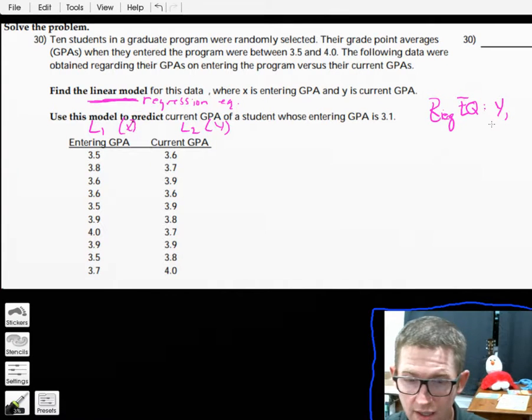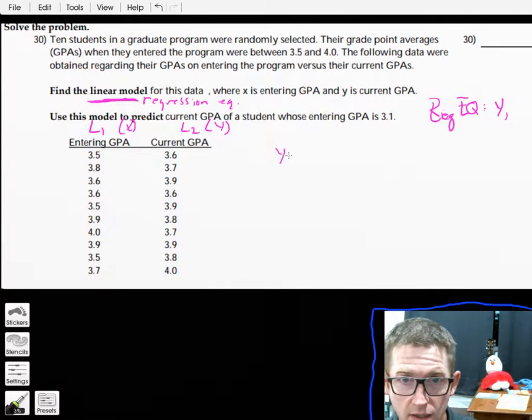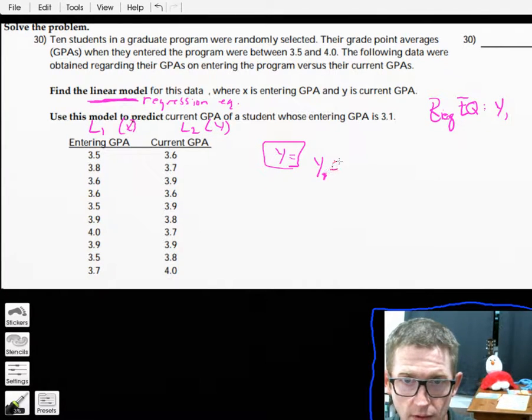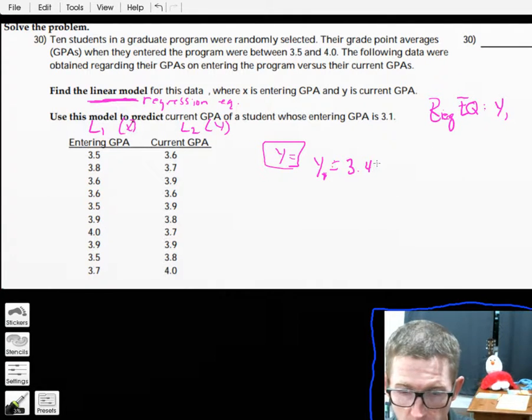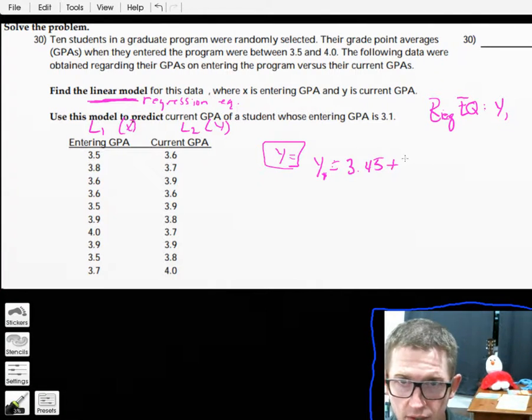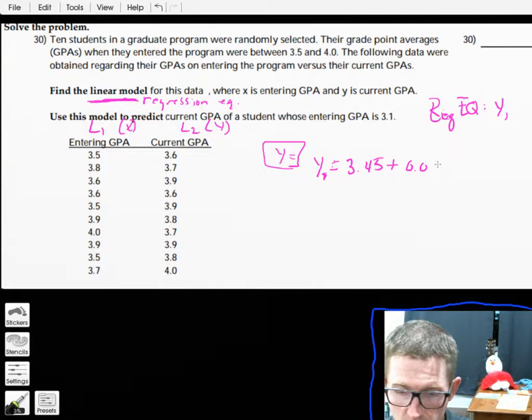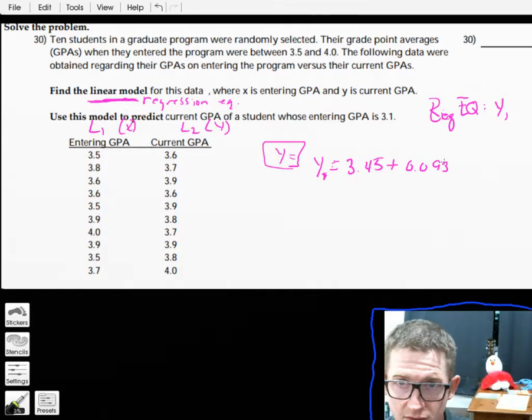So Reg EQ Y1, why does that make it easy? Because if I just press the Y equals button, Y1 is the equation. I can just scroll over. It says 3.45 yada yada yada plus 0.093 yada yada 937, so 0.094 x.